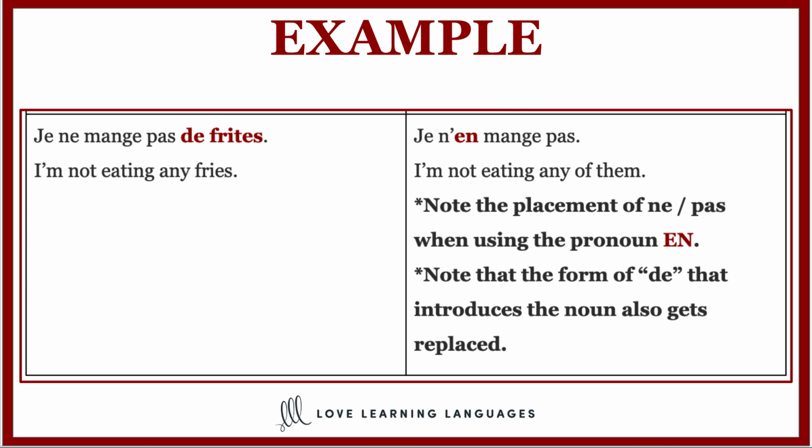In French, I'm not eating any of them, and I know I'm repeating myself, but remember the "of them" is the en. And here, we're using negation. Je n'en mange pas. You're going to put your ne and your pas around the pronoun and the verb. Turn it into a little sandwich, okay? Note that the form of de that introduces the noun does also get replaced by the pronoun en.